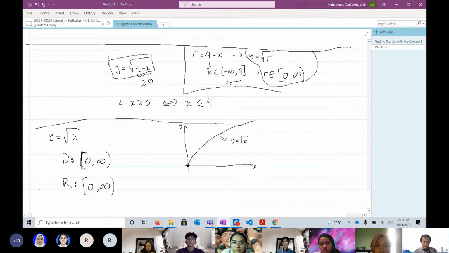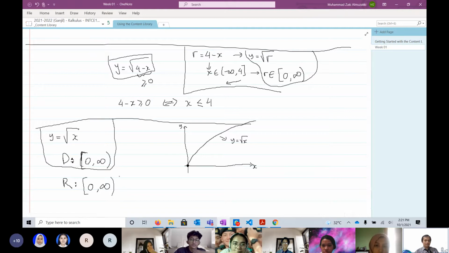In this case, we see this guy looks the same, right? We just change x into r. So we have the domain r is from 0 to infinity, meaning that the range of the variable y is also from 0 to infinity. Understood? Any questions?